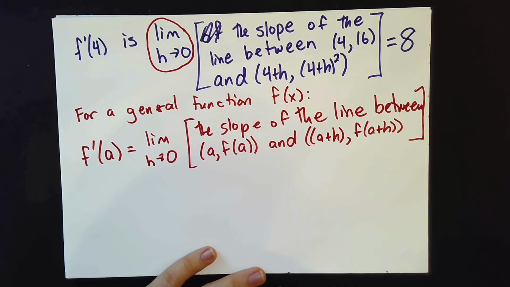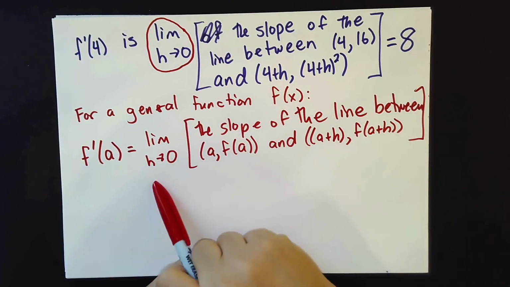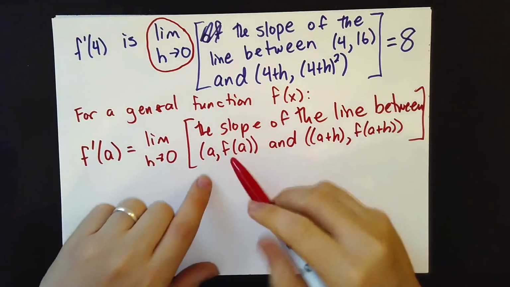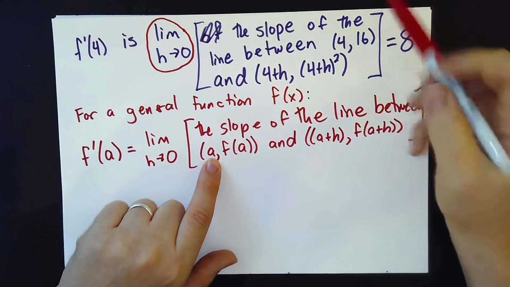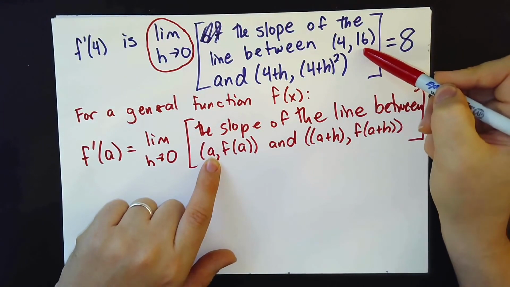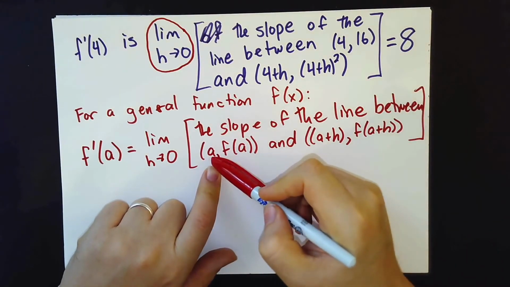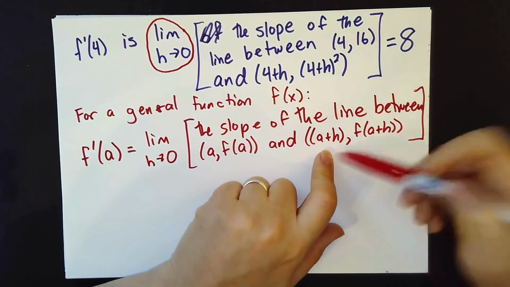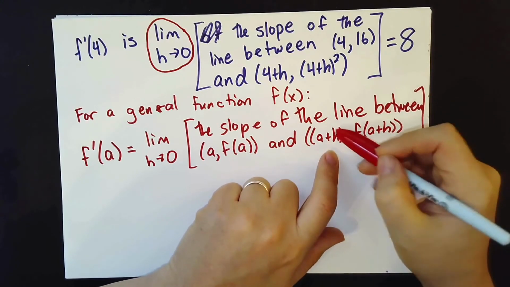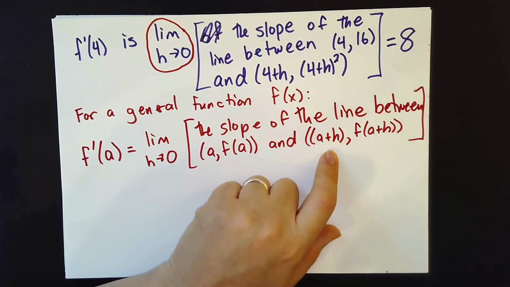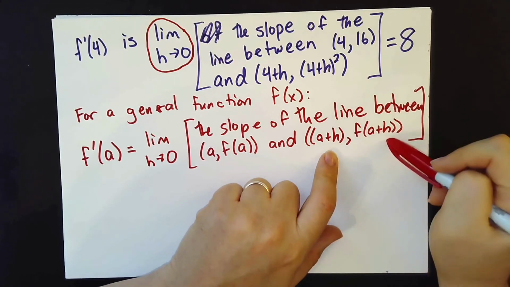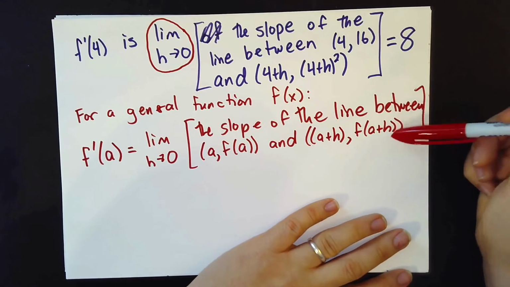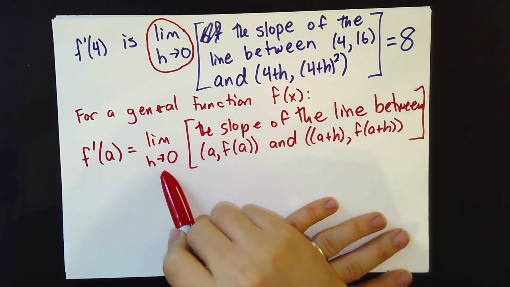Well, it's equal to the limit as h goes to 0 of the slope of the line between (a, f of a), so this is our point that's playing the role that was played by (4, 16) before, this is the moment in time that we're looking at, and then (a plus h, f of a plus h). So this is saying if I move to the right by h, what point on the graph do I end up with? But then I have to get rid of the h, and the way I get rid of the h is by taking the limit as h goes to 0.